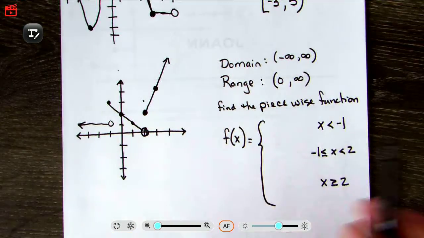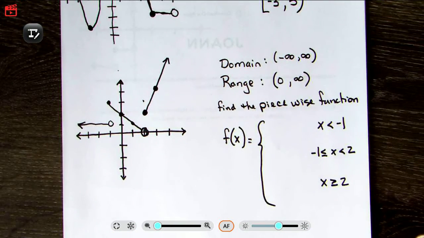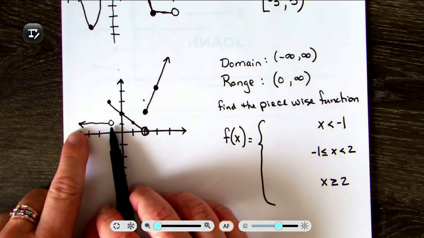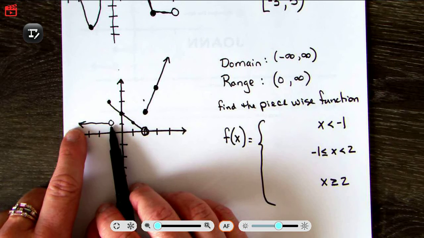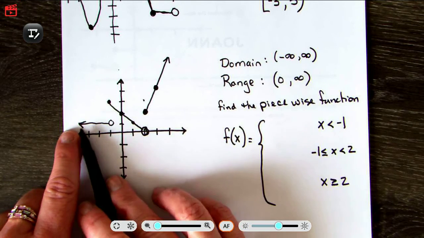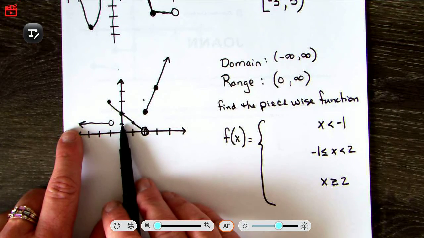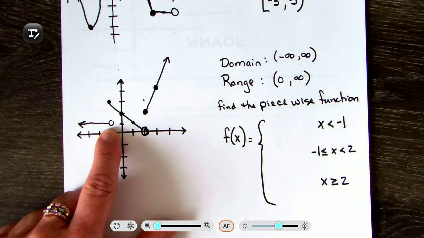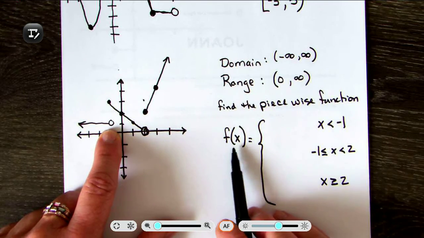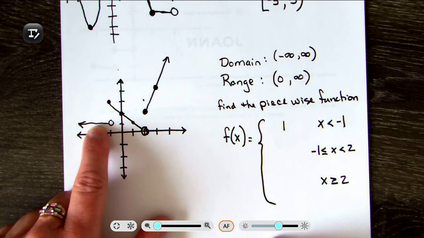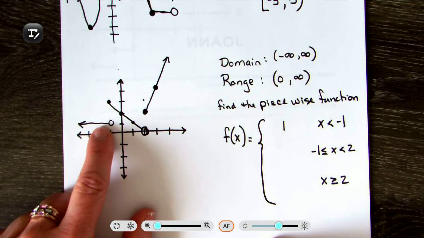And now what we need is equations for all of those pieces. And these are straight lines. So this is the equation of a straight line. Notice it is horizontal. So those look like y equals a value, and it's going to be y equals 1. But instead of y, we have f of x. So this piece is just f of x equal to 1. So no matter where we are down here, we're going to take on the value 1.